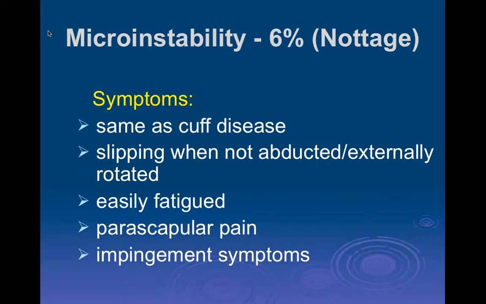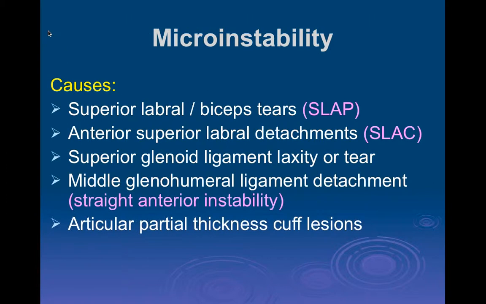In this area, Wesley Nottage from Orange County thinks that it accounts for about 6% of instability. The symptoms are very nonspecific. You typically have shoulder pain, easy fatigability. The exact pain syndrome isn't very distinctive, and therefore MR can be very helpful. So you can have superior labral tears. These can be associated with SLAP tears, which come in several varieties that we'll talk about. You can have anterior superior labral displacements or detachments, so-called SLAC lesions.